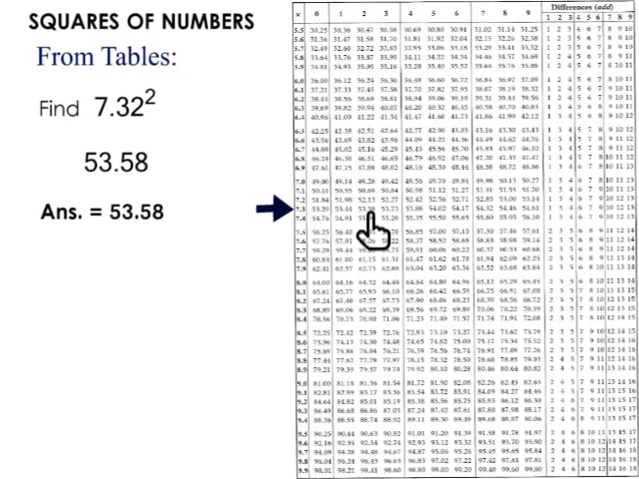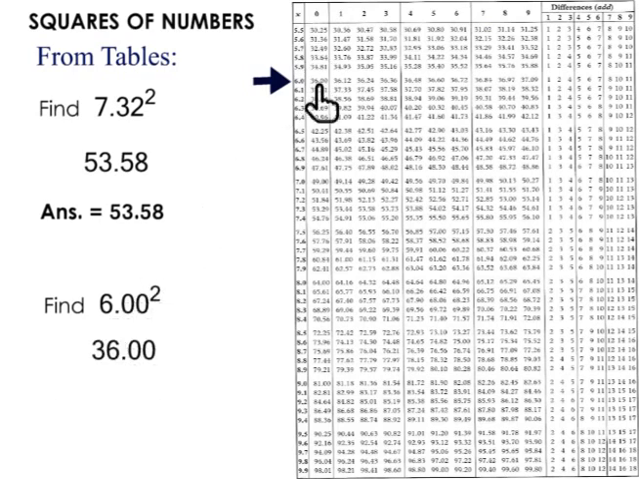How about 6.0 squared? This is the same as 6.00 squared. 6.0 is here. Next digit is 0 and we read the number at column 0. That is 36.00.